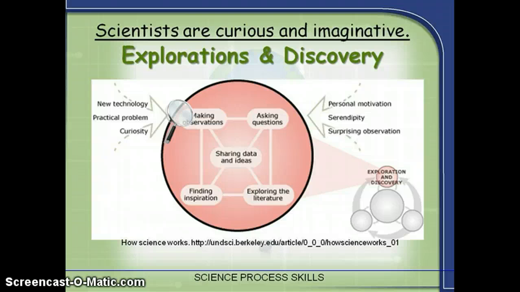Oftentimes, science starts in its investigations with some type of discovery or some type of exploration. This graphic shows us some ways that we can look at that. The arrows on the left and right that are pointing inward towards the circle show us some ideas where scientists can start. Maybe new technologies, or a practical problem arises that needs to be solved. Or on the other side, maybe there's personal motivation. A scientist has an idea that is personally motivating him to solve the problem. Serendipity, or one of those happy, unexpected things that happens, like Newton's apple hitting him in the head, that sparks some type of this exploration.